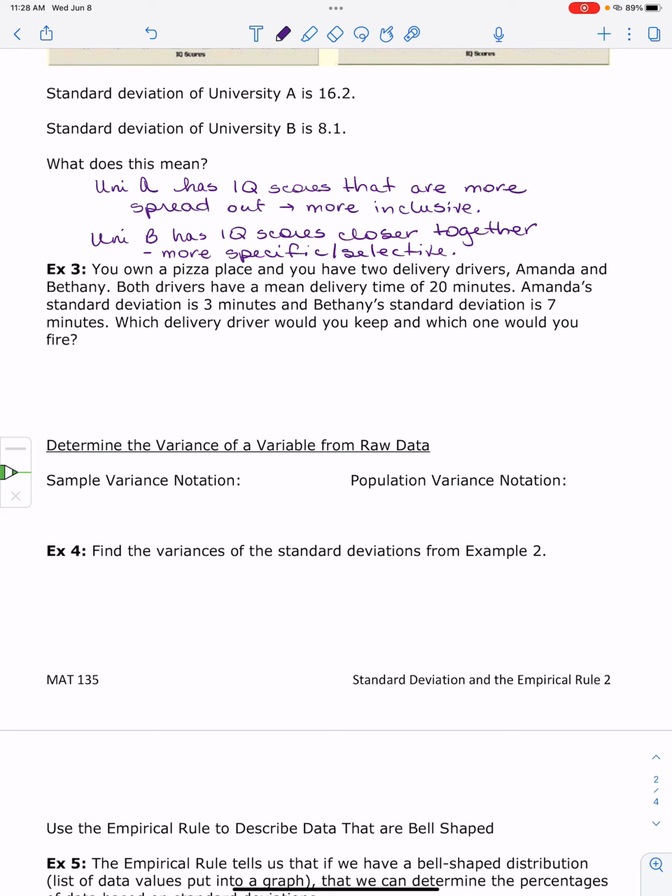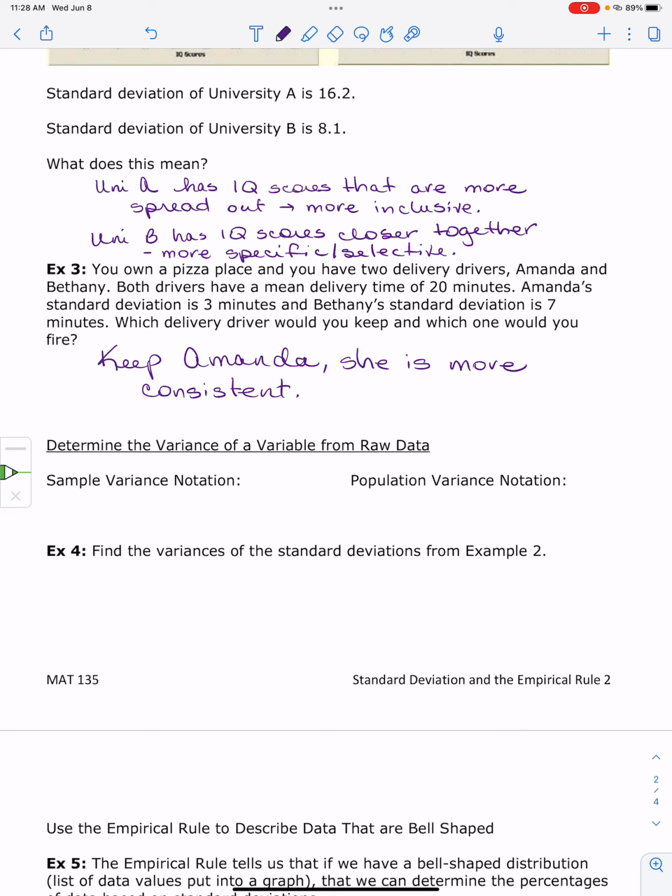So we are going to keep Amanda because she's more consistent. Bottom line, if I tell my customers that they can expect their delivery to be there in 20 minutes, she is going to be closer to hitting that 20-minute mark.